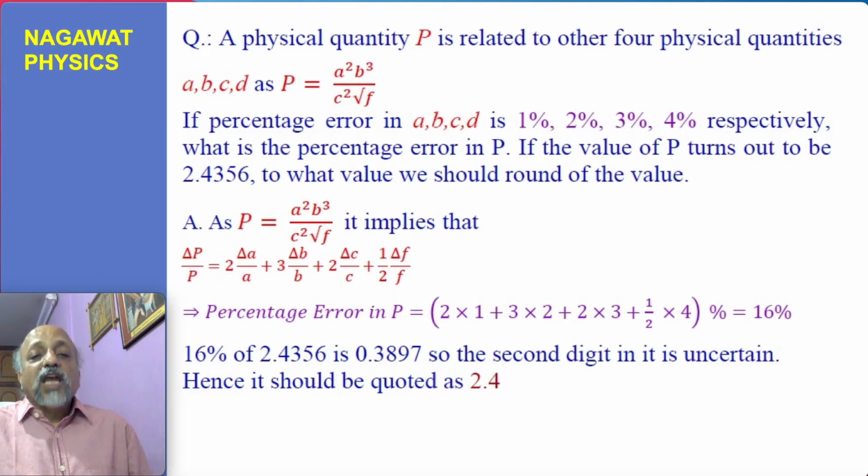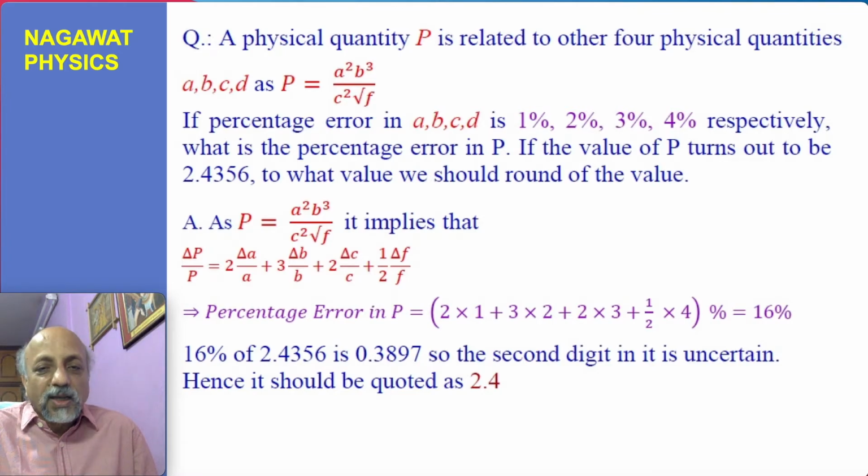Now I describe an example here for doing the calculation. Here the formula of P is given as A squared B cubed divided by C squared and square root of F. It is given that the quantities A, B, C and F (here it is by mistake written D, but it should be F) have errors of 1%, 2%, 3% and 4% respectively, and the question is, what is the percentage error in P? If the value of P turns out to be 2.4356, to what value should we round it?